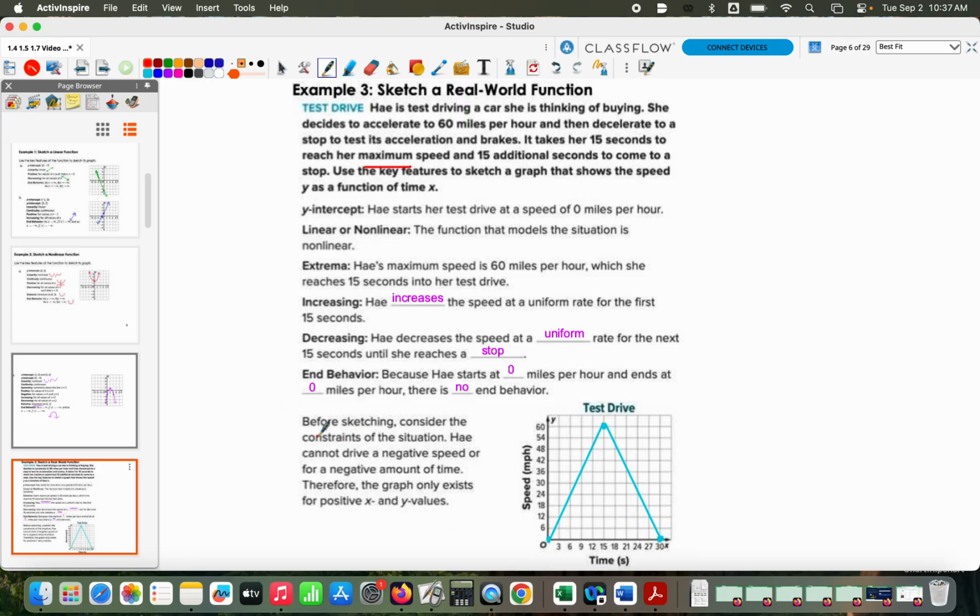Before sketching, you can always consider these constraints. She cannot drive a negative speed nor have negative time here. So that's why we only are here in the positive x and y axis.